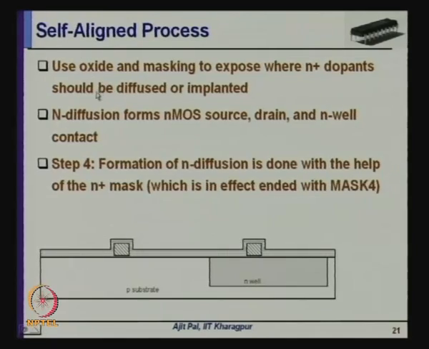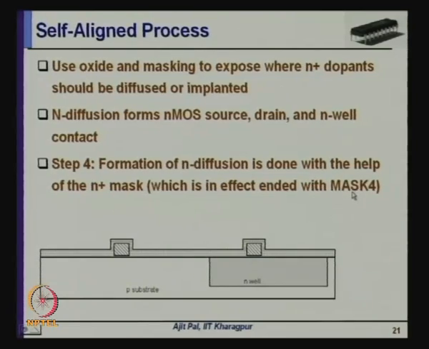Now, you have to create those source and drain regions. You have to use oxide and masking to expose where the n plus dopant should be diffused or implanted. Either you use a diffusion process or ion implantation to realize those source and drain regions. N diffusion forms the NMOS source and drain and the N-well contact, and the formation of N diffusion is done with the help of an N plus mask, which is in effect mask 4.